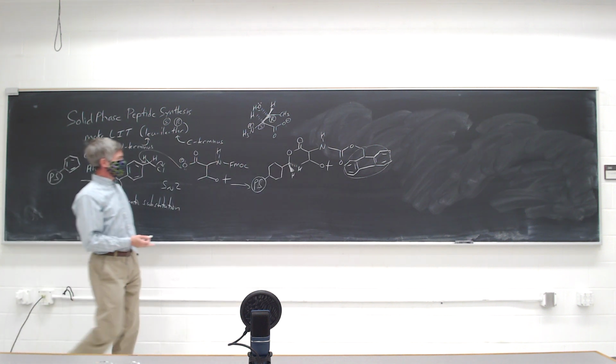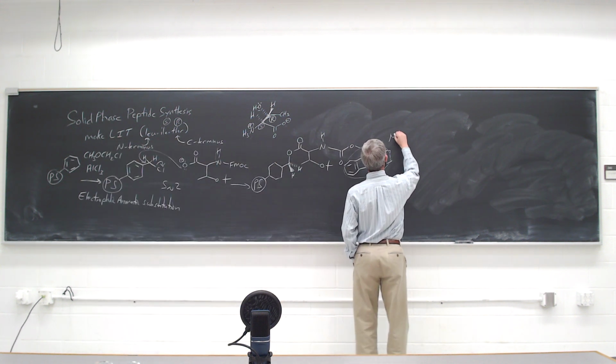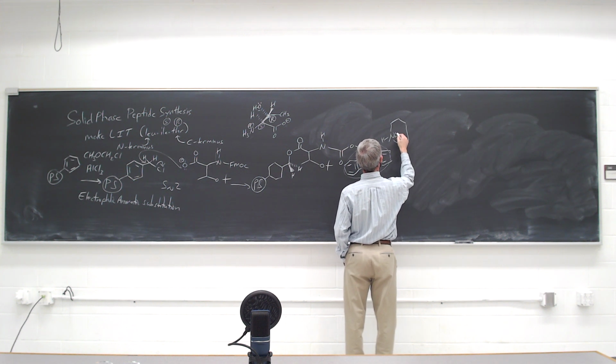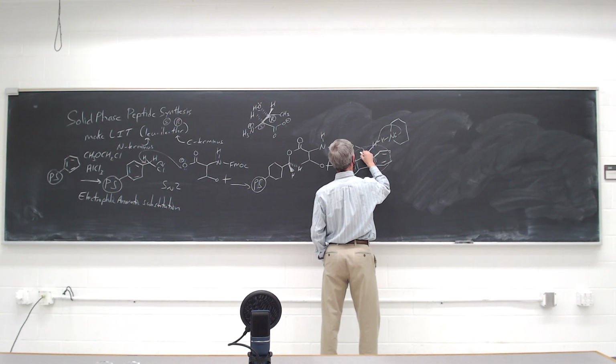Now we need to take off this protecting group so that we free up the amine. The reagent for that is piperidine. We're going to do this elimination reaction, beta elimination.